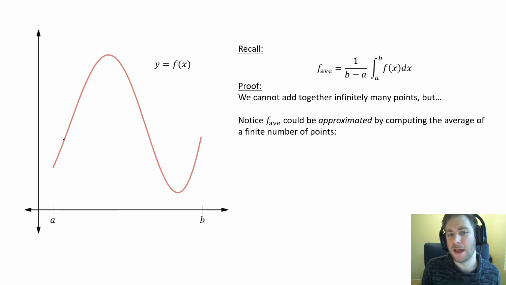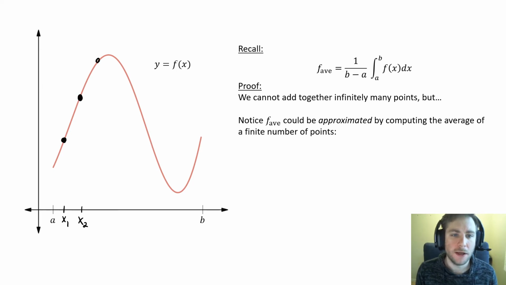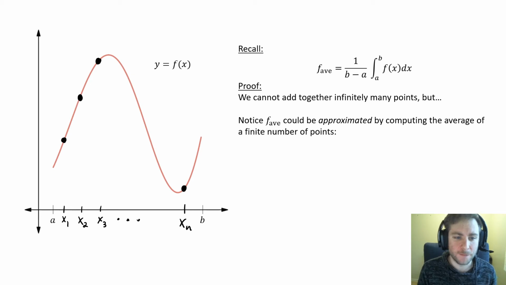So for the purpose of estimating the average, let's grab a few points on this curve. The first point I choose is what I'm going to call x1. I can grab another point and call that x2. Likewise, my third point can be called x3. And I'm just going to keep doing this to get x4, x5, and so on, until eventually I grab the last point for my average, which I'm going to call xn.